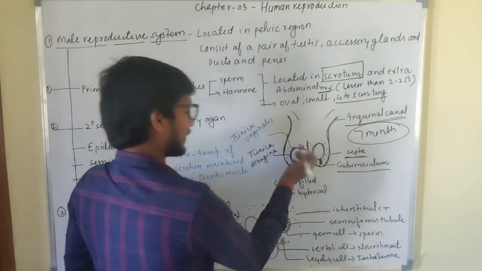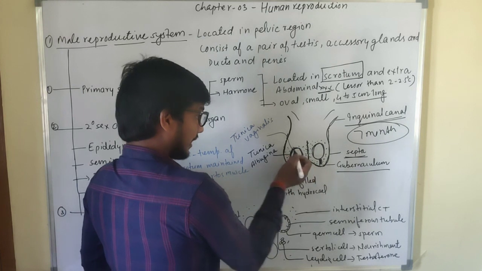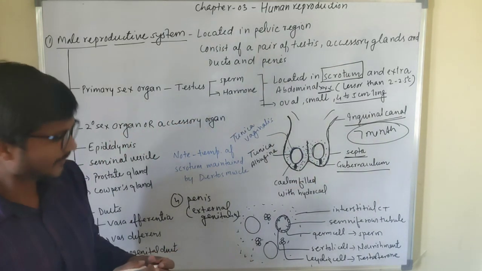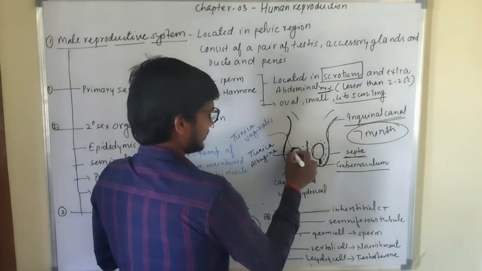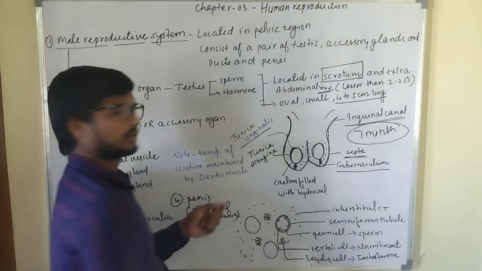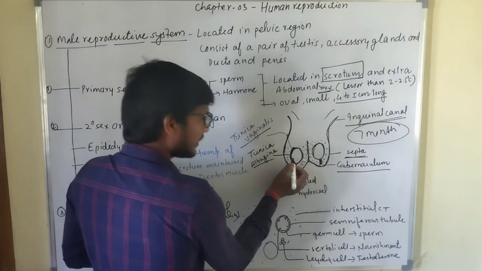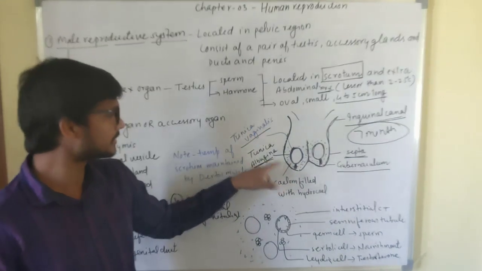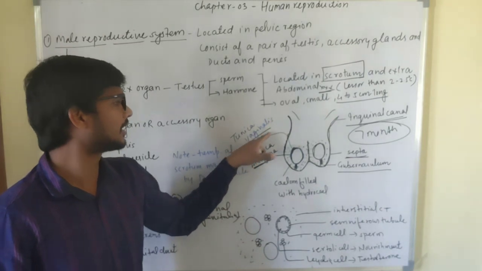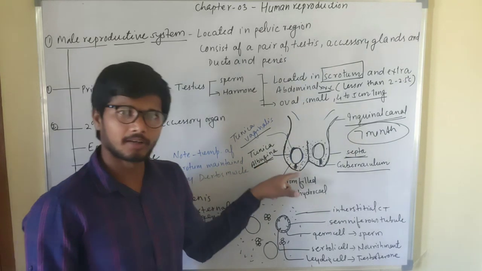And the second important thing, as we mentioned here, this one is the testis outermost layer. Here testis is covered by 2 layers. The outermost layer that we are discussing here is known as tunica vaginalis, and the inner one is known as tunica albuginea. So there are 2 layers. Outermost layer is known as tunica vaginalis, and the second one is known as tunica albuginea.